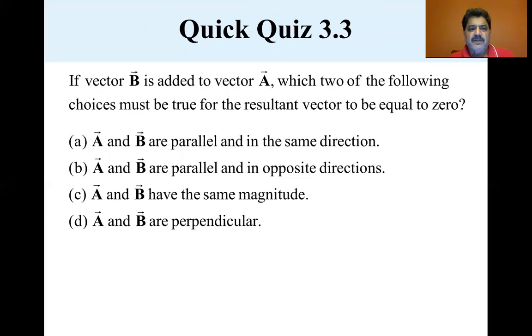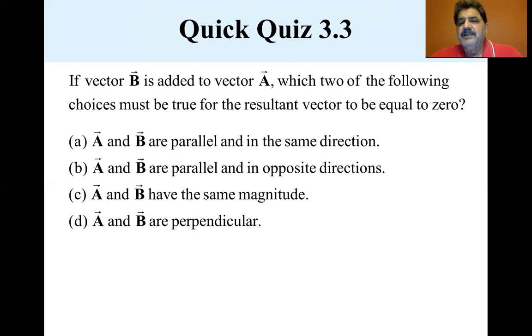Now let's look at another quiz question. If vector B is added to vector A, which two of the following choices must be true for the resultant vector to be equal to 0? A and B are parallel and in the same direction. Let me just read the options and let you think about it. A and B are parallel and in opposite directions. A and B have the same magnitude, or A and B are perpendicular. So think about it a little bit.